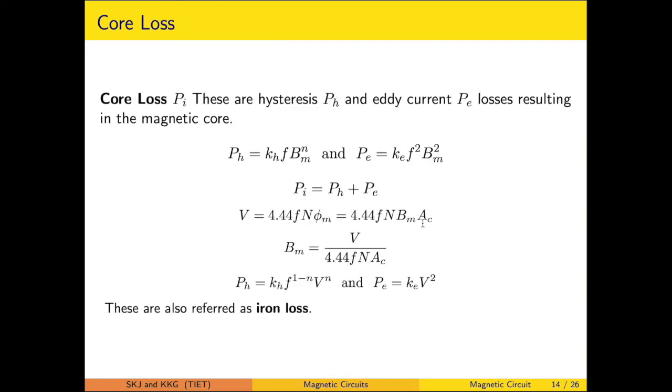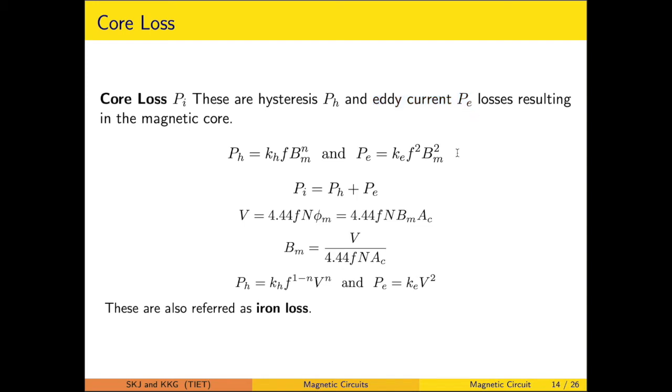The core loss: as there is a hysteresis nature in the ferromagnetic material, that gives rise to the hysteresis loss. Similarly, eddy current losses are also there in the core. To reduce the eddy current losses, we use a laminated core. Laminated core means it is made of thin sheets separated by insulating material, so as to reduce the eddy current losses.